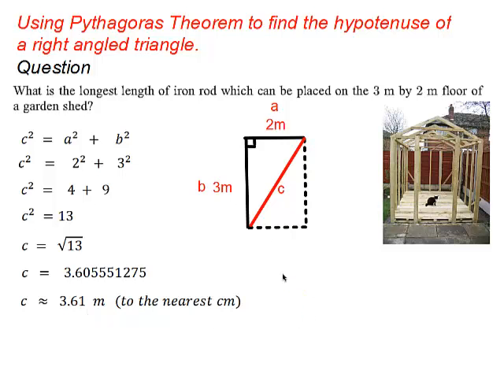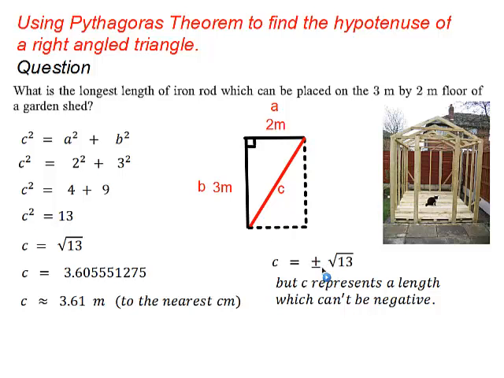Just another point here. Actually, C squared equals 13 has 2 answers. They're actually plus or minus the square root of 13. But because C is representing a length, it can't be negative, so we ignore this one. Just another little thing to help you with the setting out.